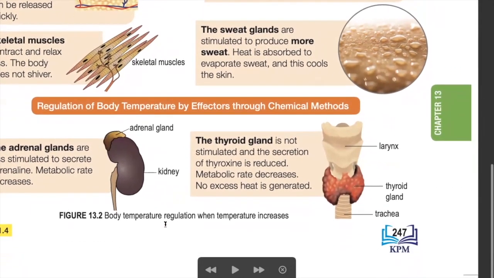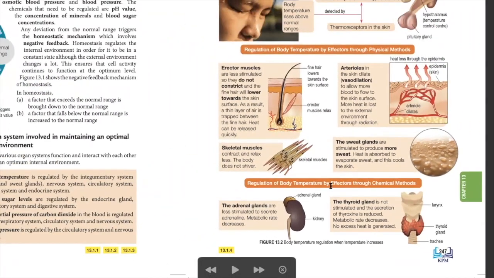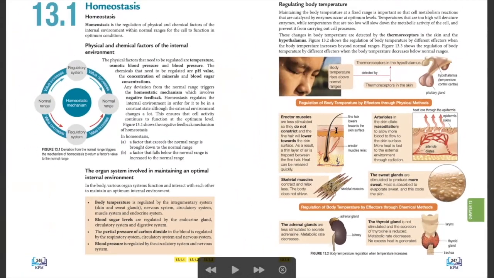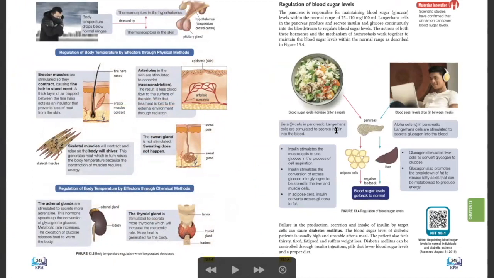And then this is the thyroid gland. Thyroid gland you can find at the top of the trachea. So the thyroid gland is not stimulated, and the secretion of thyroxine is reduced. Why? Because thyroxine is responsible for metabolic rate. So when the secretion of thyroxine is reduced, the metabolic rate will reduce. So no excess heat is generated. Okay, let's go to the next one.